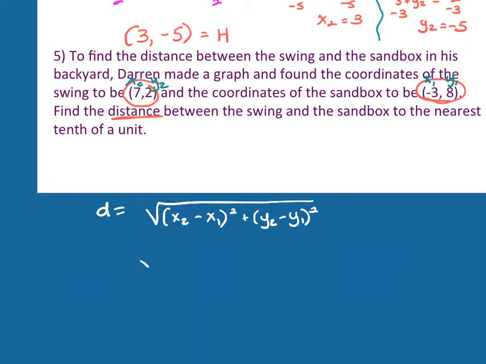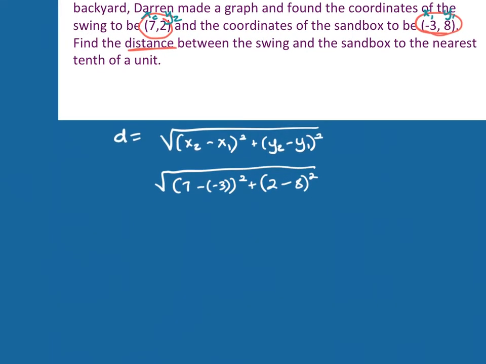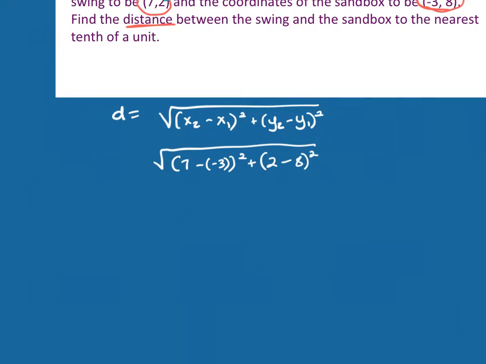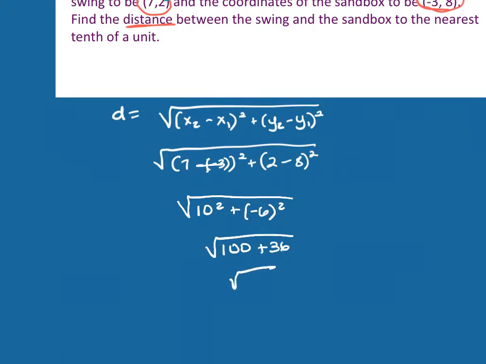So I'm going to plug those in, x2 being 7 minus x1, which would be negative 3, squared, plus y2, which is 2, minus y1, which is 8, squared. Now I'm going to simplify underneath, so minus a negative becomes positive, and I get the square root of 10 squared plus negative 6 squared, square root of 100 plus 36, square root of 136.